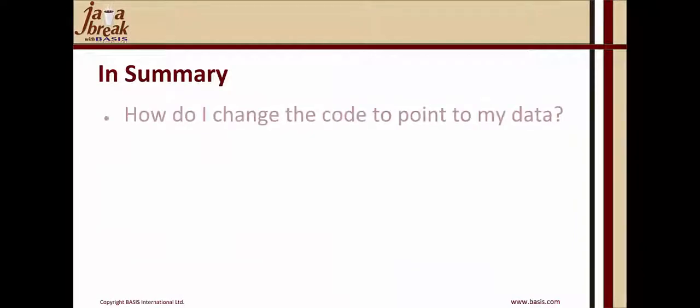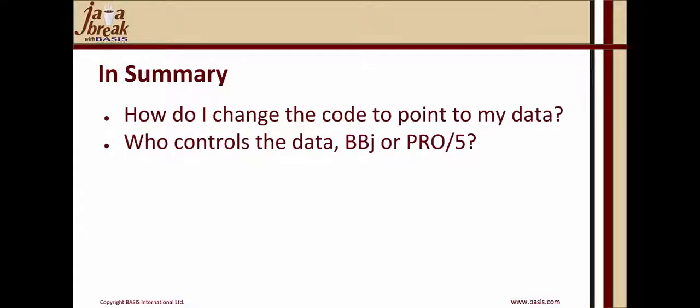So in summary, what have we covered today? We looked at how to change the code to point at your own data and make it production ready. We spoke about how you can decide who should control the data, BBJ or Pro5. And then we listed a whole host of additional resources to get you productive in no time at all.